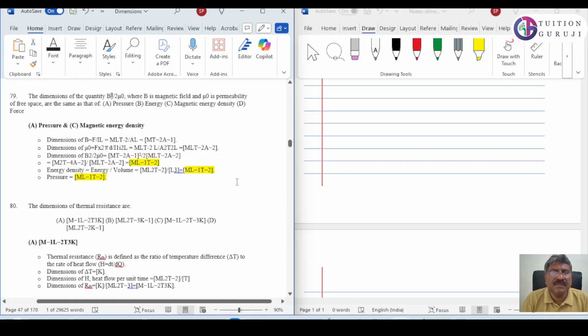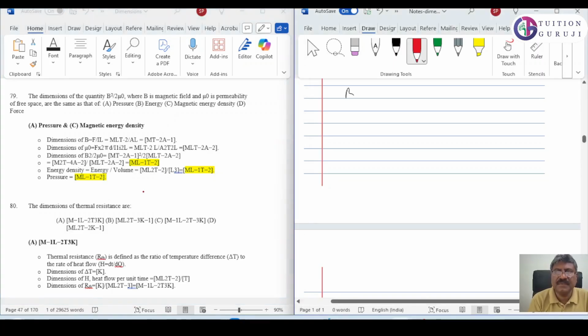Where B is the magnetic field and mu 0 is the permeability of free space, these quantities have the same dimensions as pressure, energy density, and magnetic energy density. So let us see B. As we are aware, B is equal to F by IL, since BIL sin theta is equal to F. So from that, B is equal to F by IL.